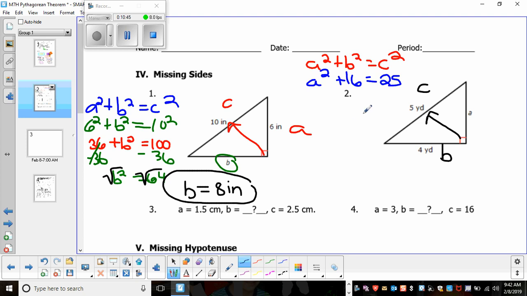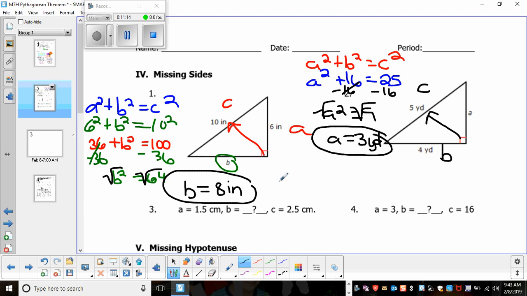My goal is to find A squared. I need to get A squared by itself, so I need to get rid of the 16 constant. So I'm going to subtract 16. 25 minus 16 is 9, and I'm left with A squared equals 9. I still have not found A because I need to get rid of the square, so I'm going to do the opposite of squaring, which is finding the square root. So the square root of 9 is 3, so I find that A is 3 yards. Again, label your answer with units.